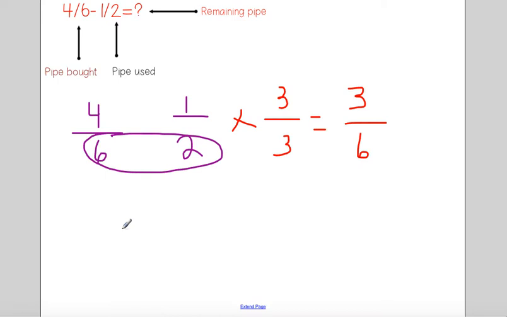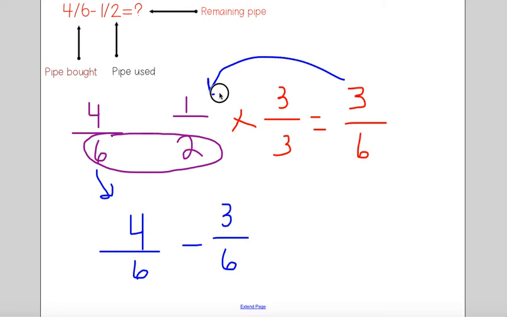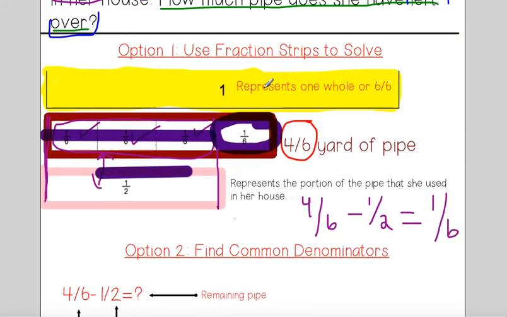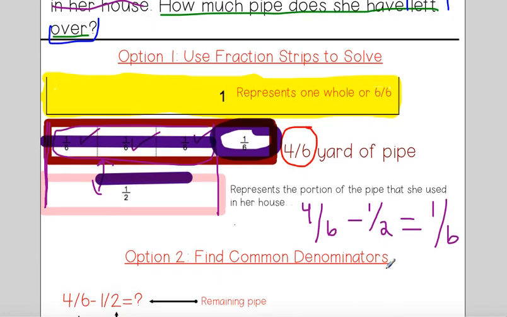So now my new equation becomes 4/6, which is from right here. I didn't have to change that denominator. And I have to take away 3/6, which is really the same as 1/2 because I found an equivalent fraction for it. So now I can subtract. I leave my denominator the same. That doesn't change, just like in addition, but I subtract my numerators. And I know 4 minus 3 gives me 1. So my answer would be 1/6 of the yard of pipe is left over, which is the same thing that we have up here. 1/6 yard of pipe is left over.